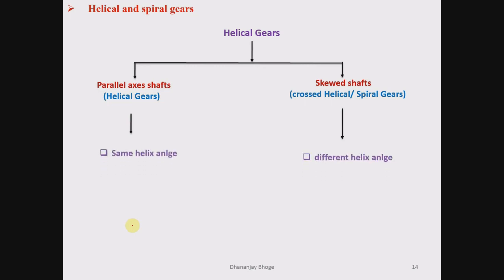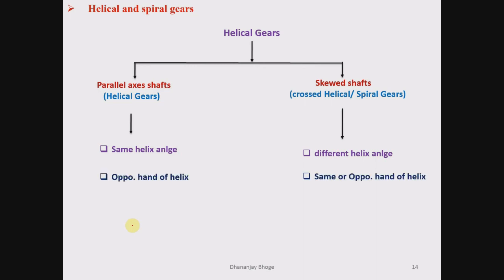Now for parallel axis shafts, two helical gears will have same helix angle, and for non-parallel and non-intersecting axis shafts, two mating spiral gears will have different helix angle. म्हणजे crossed helical spiral gear हेलिकल गिअरचंच मॉडिफिकेशन आहे.